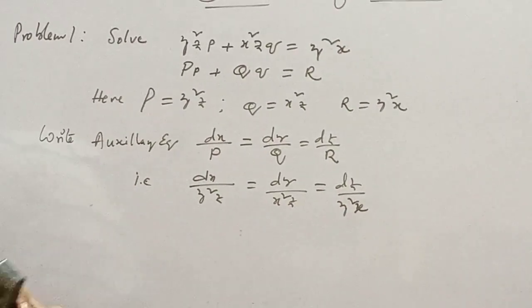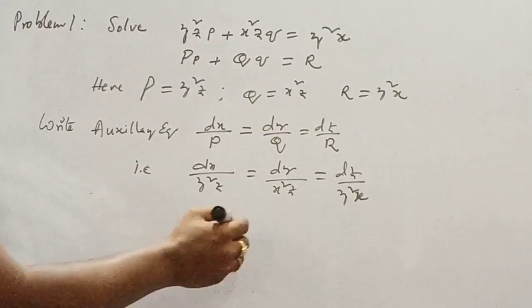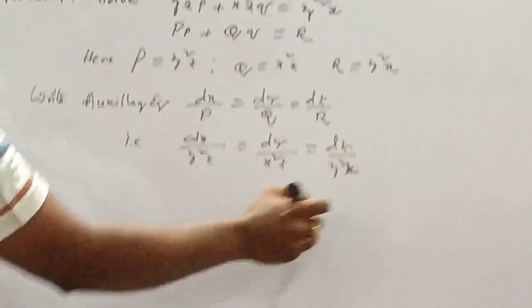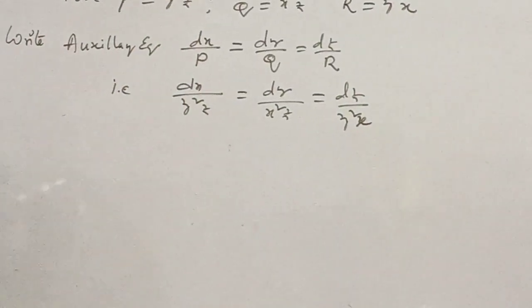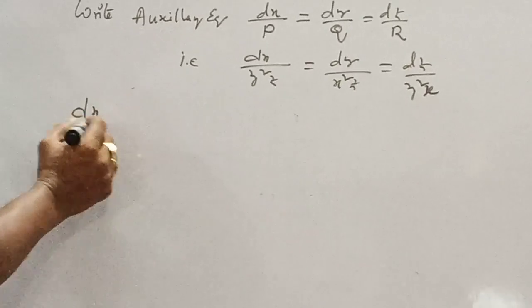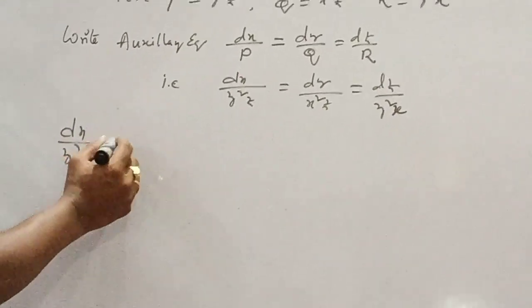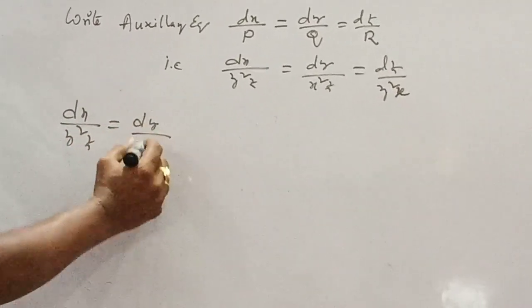Again, using the grouping method, we take the first and second terms, the second and third terms, and the third and first terms. So write dx by y square z equal to dy by x square z.